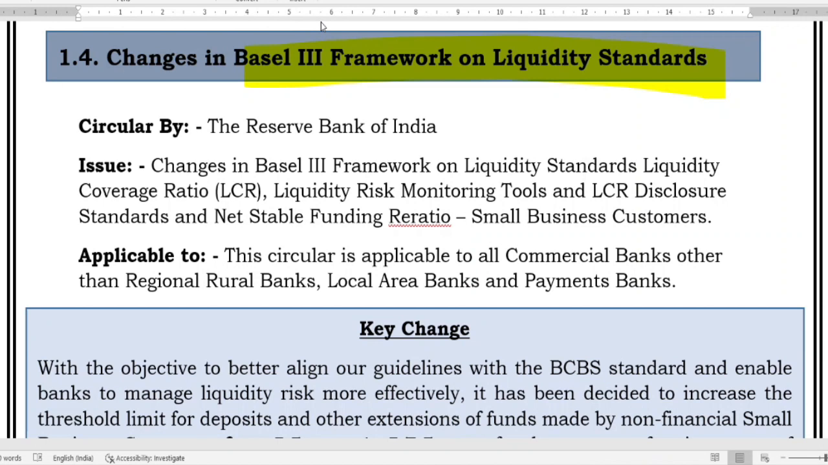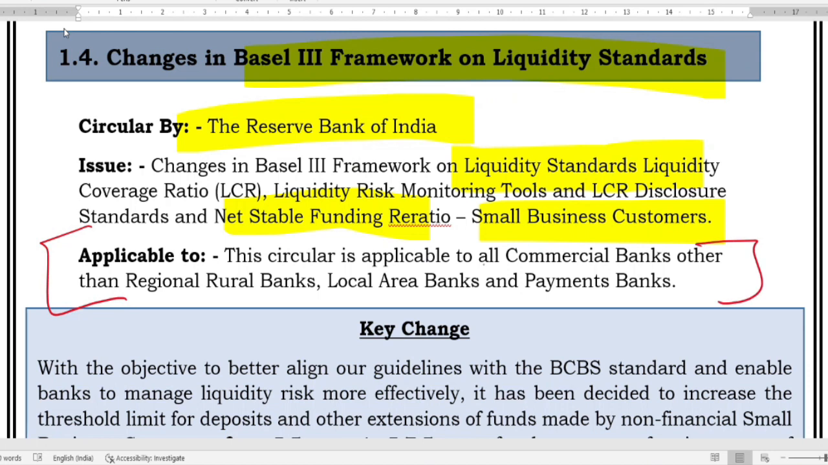Then, change in Basel III framework on liquidity standard. This is very important. This is done by the Reserve Bank of India. What's the issue? The issue is the change in the Basel III framework on liquidity standard, liquidity coverage ratio, liquidity risk monitoring tool, LCR disclosure standard, net stable funding ratio, small business consumers, right? Applicable to whom? The circulars are applicable to all commercial banks other than regional rural banks, not applicable. Local area banks, not applicable. Payment banks, not applicable. Now, which banks come under payment banks? Airtel, Paytm, right? So these are payment banks, and it is not applicable to them.